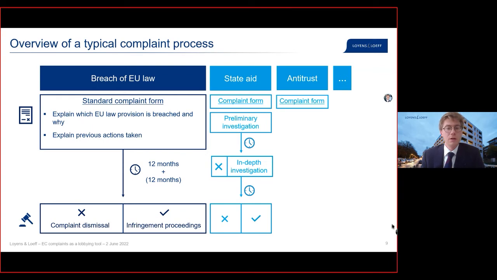And just for completeness, there's also the antitrust complaint form, which will be less used in lobbying with national governments, which also comes with a model complaint form. And there again, it's the Commission that eventually decides whether or not there's a breach of antitrust law. Again, the timing will depend on the complexity and priorities.